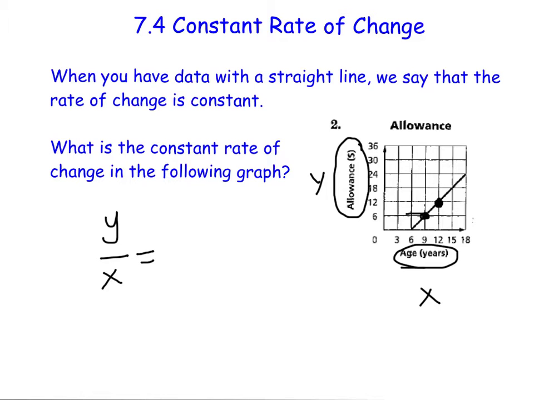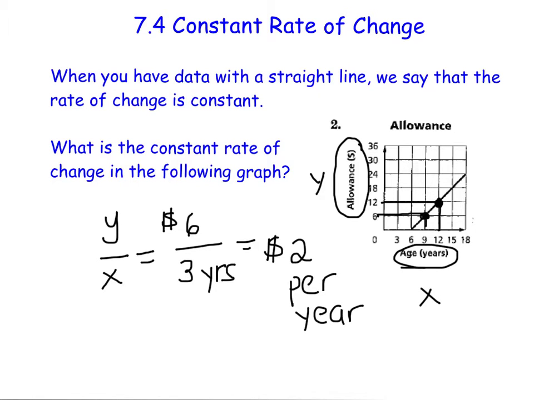So if we look at our numbers here, on our y-axis, the amount of allowance went up from $6 to $12. So that would be an increase of $6. Now, how many years did that take place? So now we want to look at our x-axis, and we're going up from a 9-year-old to a 12-year-old, and so that would be 3 years. Now we reduce this fraction, and this tells us that the constant rate of change was $2 per year.